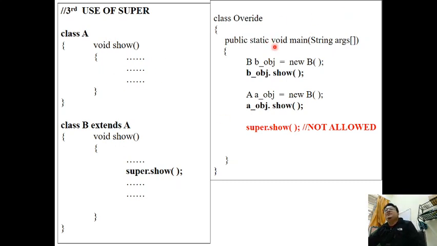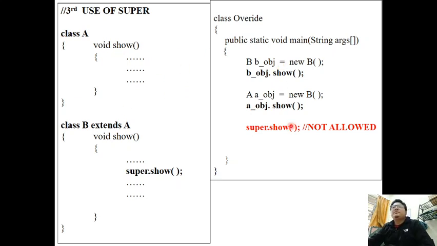Okay, so this side is the common PSVM statements, wherein there is an object of class B, named B underscore obj. Whenever you try to access obj.show, it will execute this first. So one way is to have this in the first statement. Another way is you can have the superclass reference variable and the object of the subclass, and then using this also you can access it. So there are two ways.